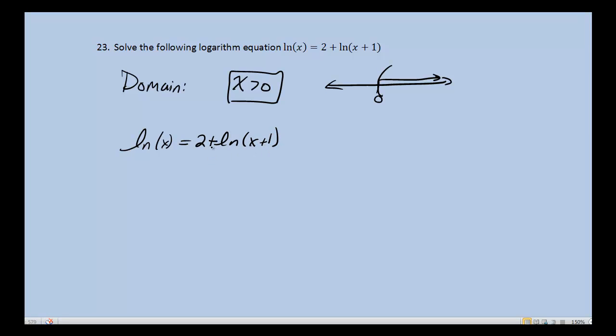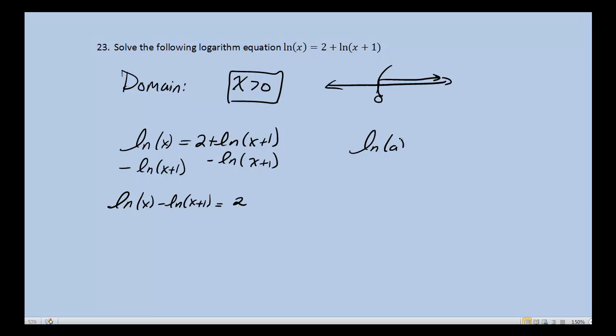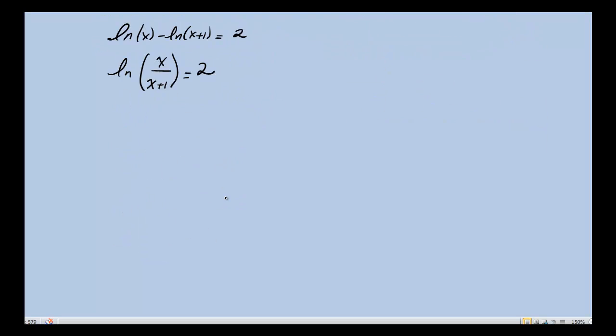So I'm going to subtract ln of x plus 1 on both sides. So on my left side, I have the ln of x minus the ln of x plus 1 is equal to 2. And remember, using my natural logarithm properties, if I'm subtracting two logs, I can divide their arguments, not their bases. So here, I can say I have the ln of x over x plus 1 is equal to a value of 2.